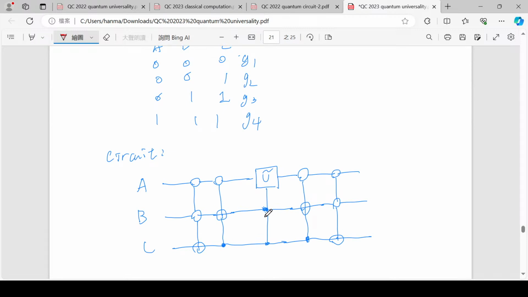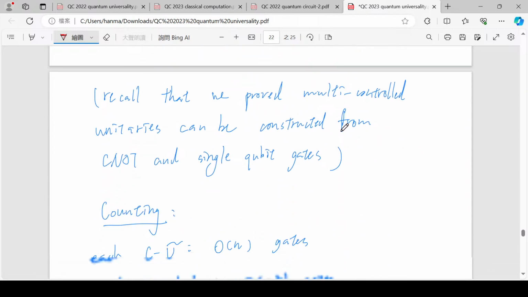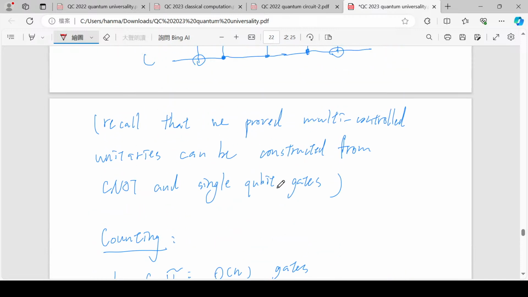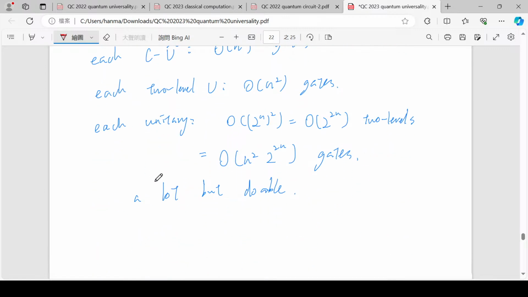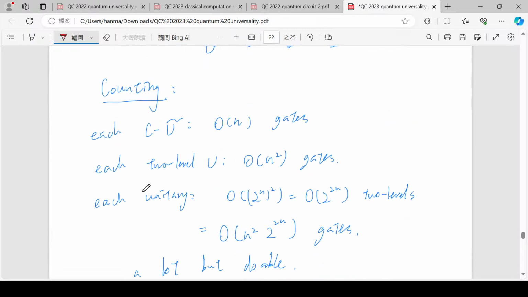And so that's why we talked about multi-control gates in the last class. That's how you use CNOT and arbitrary single qubit unitary to get an arbitrary 2-level unitary. And so this proves that CNOT and the single qubit unitaries are universal. Question? Yeah. And so you can do counting and you find out that they use a lot of gates.